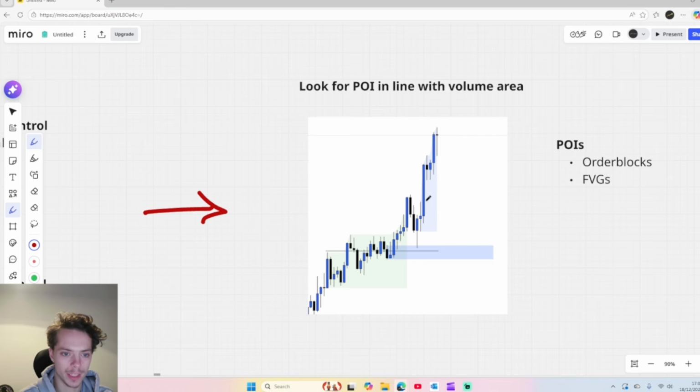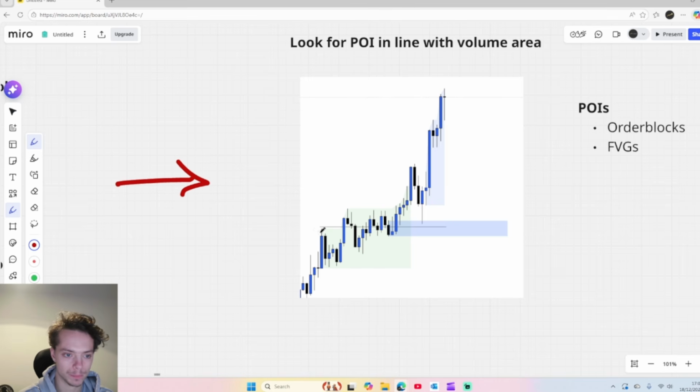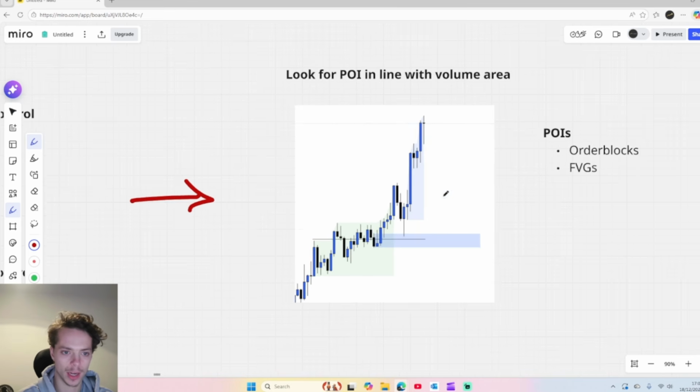And the reason being is because there's no volume in these points. There's no evidence or proof that people are willing to step back into the market at these points. Whereas this order block here, we know that there's the max amount of volume along that point. So it's very likely that if price returns to this area, it's going to give another move, which is the exact thinking that we're looking at, right?